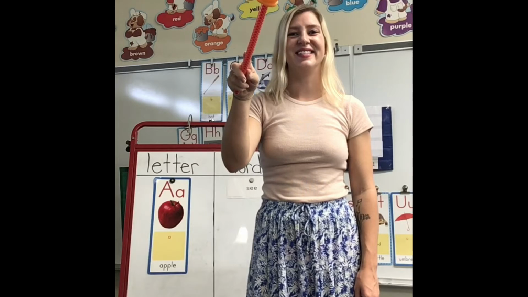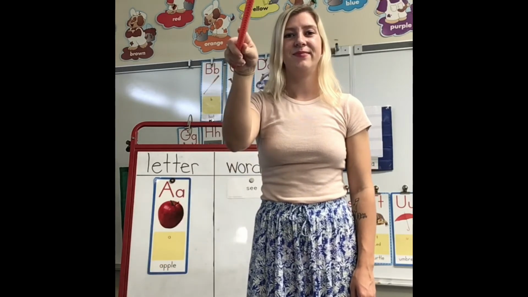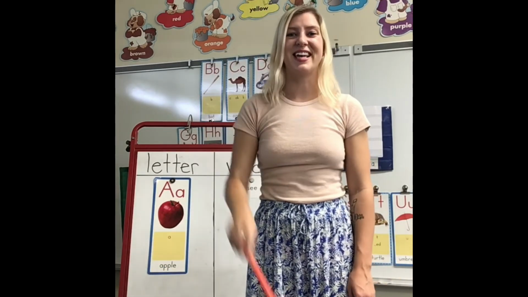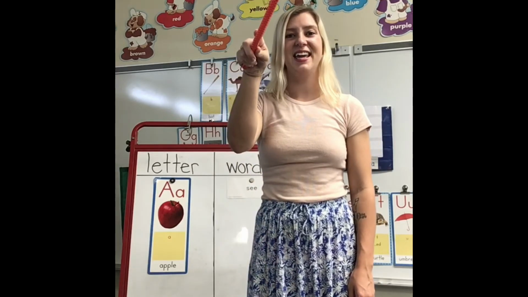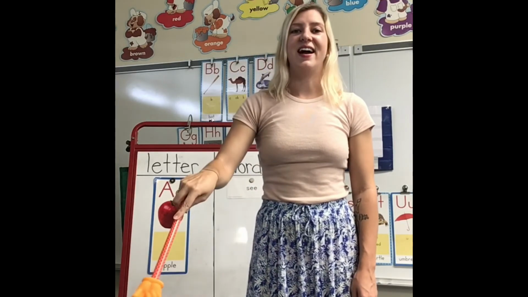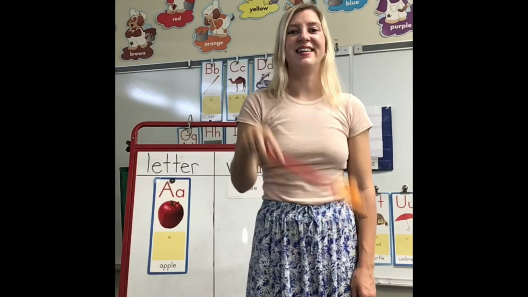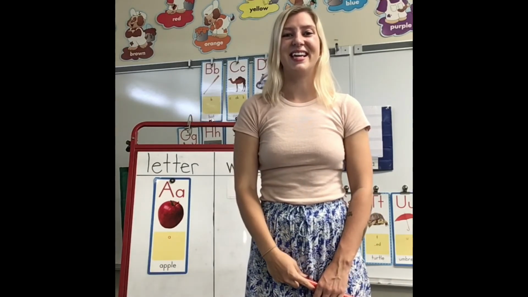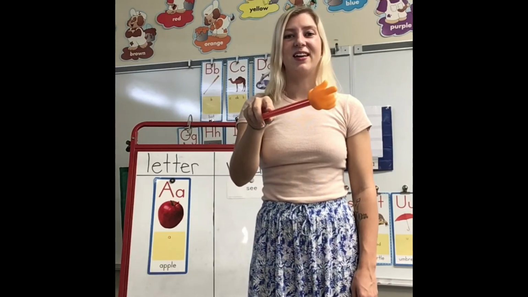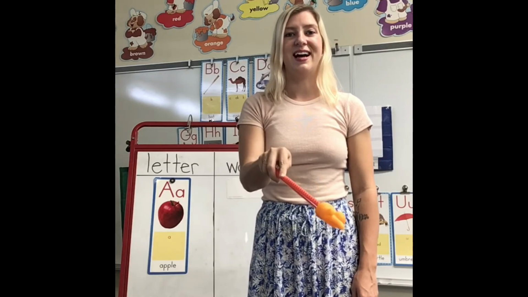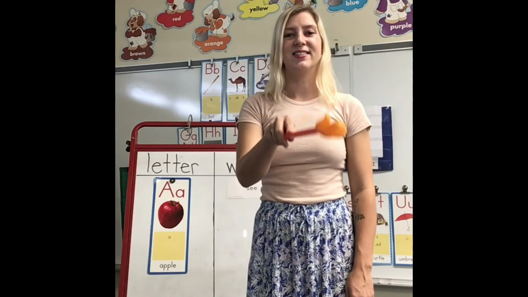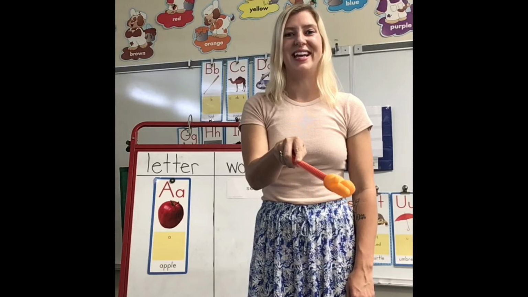Uppercase A goes down, slant down, and then across like a bridge. One more time. Uppercase A. Start at the top, slant down, across. Let's try our lowercase a. Our lowercase a goes around with a line. Our lowercase a goes around with a line on the right.